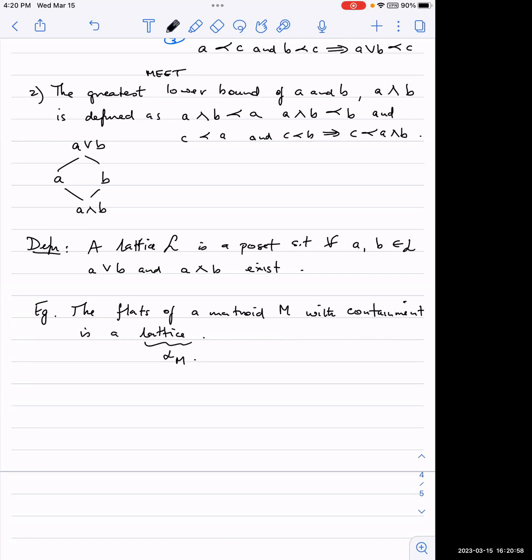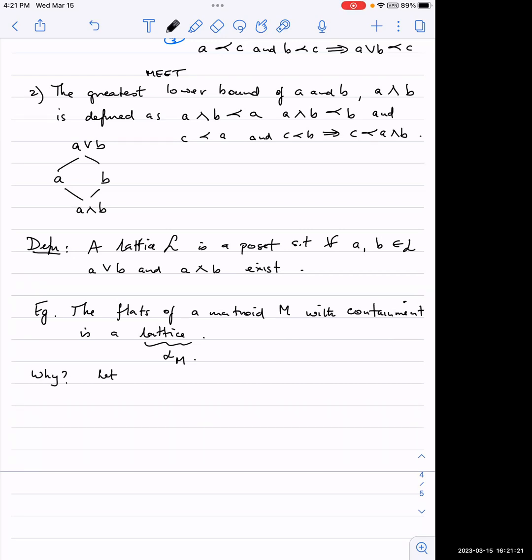And also in this discussion, we're just going to do simple matroids. That means no parallel edges and no loops, because a loop would be in every flat, and we just don't want to talk about it.